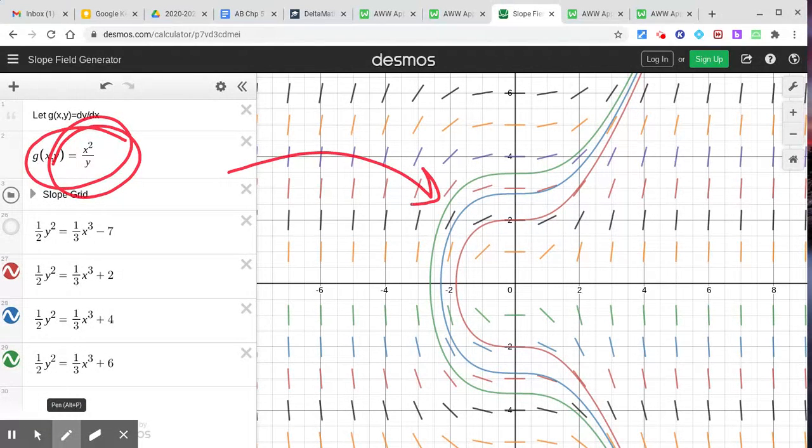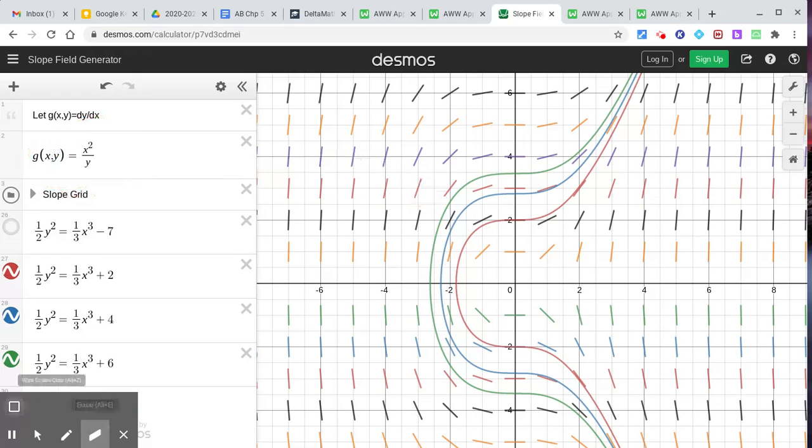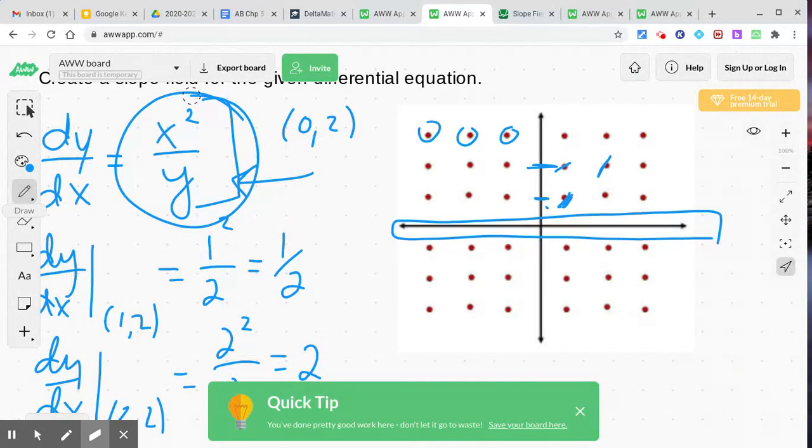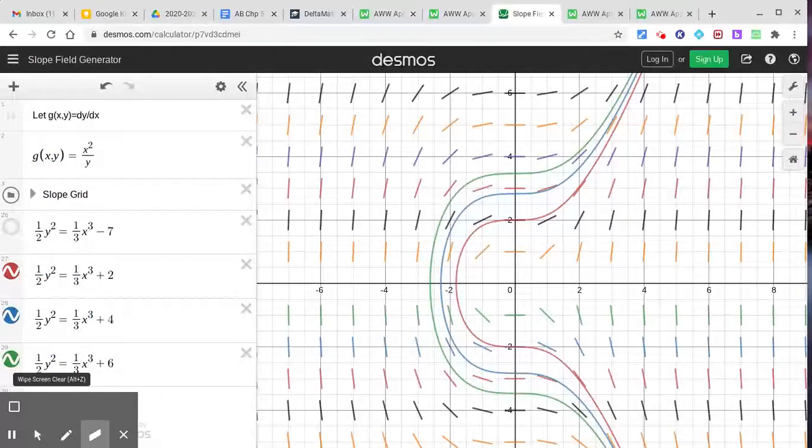These are all different particular solutions that go through different points along the way. That's what a slope field does. It gives you an idea of what the original graph might look like, whether you can take the antiderivative of something and whether you can separate variables or not. So we went through and we found a general solution and a particular solution through a couple different points. We created a slope field, and there was our big slope field.